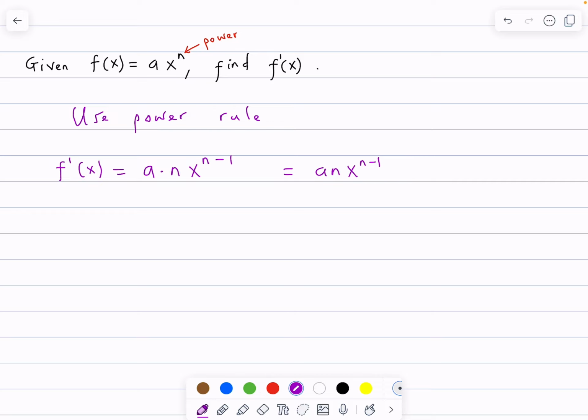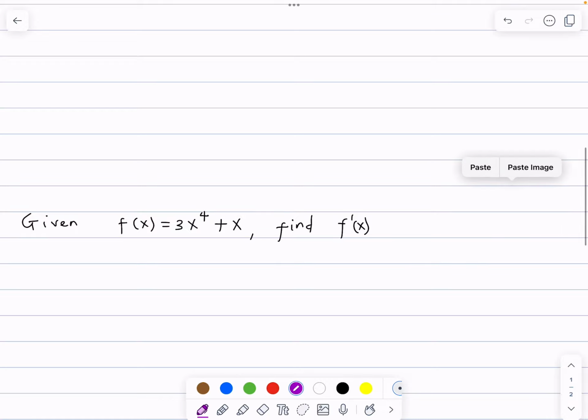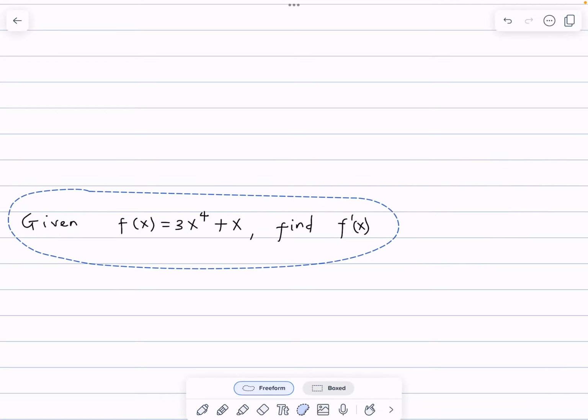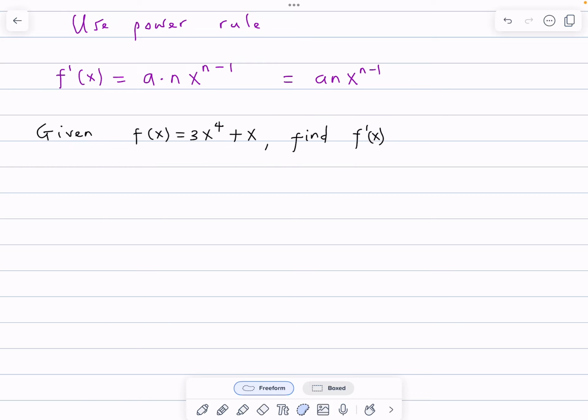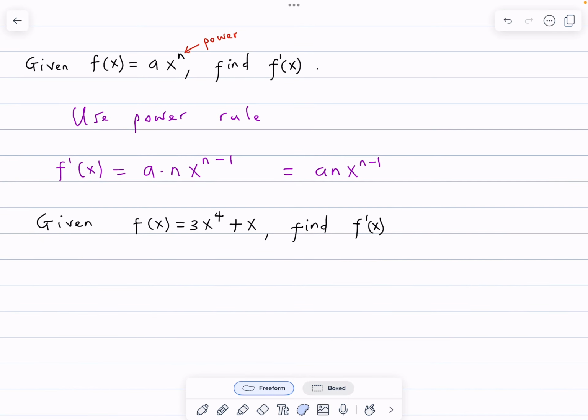So now let's take an example. I'm going to bring this example up so that we can compare this example with what we already know. Now I want to find the derivative of f of x equals 3x to the power of 4 plus x. So we want to find f prime of x. That's the derivative. So how can I find this?